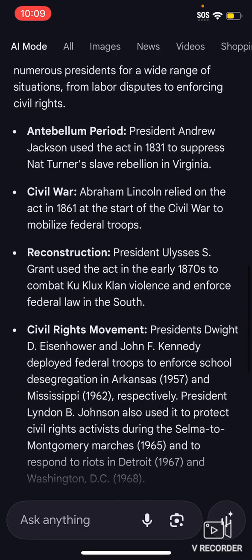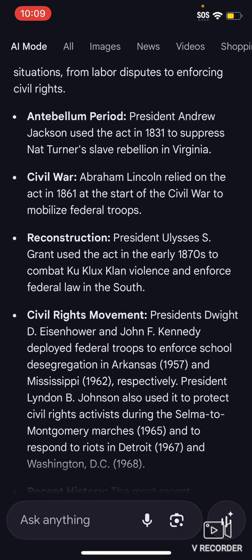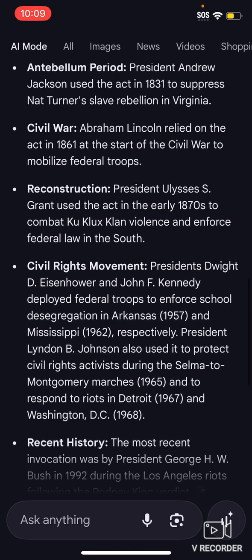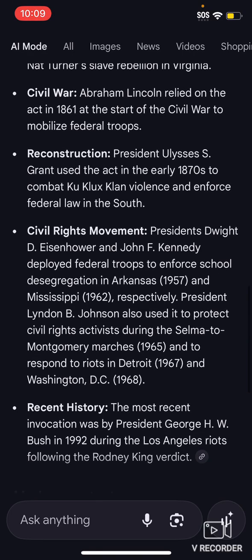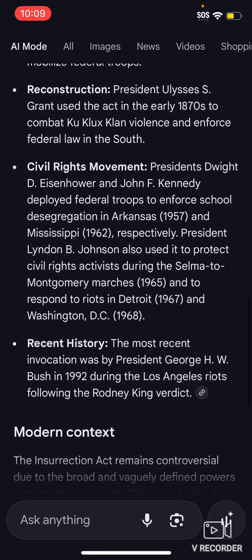It says the Civil War, Abraham Lincoln relied on the act in 1861 at the start of the Civil War to mobilize federal troops. It says Reconstruction, President Ulysses S. Grant used the act in the early 1870s to combat Ku Klux Klan violence and enforce federal law in the South. It says Civil Rights Movement, President Dwight D. Eisenhower and John F. Kennedy, it says, deployed federal troops to enforce school desegregation in Arkansas in 1957 and Mississippi in 1962, respectively.